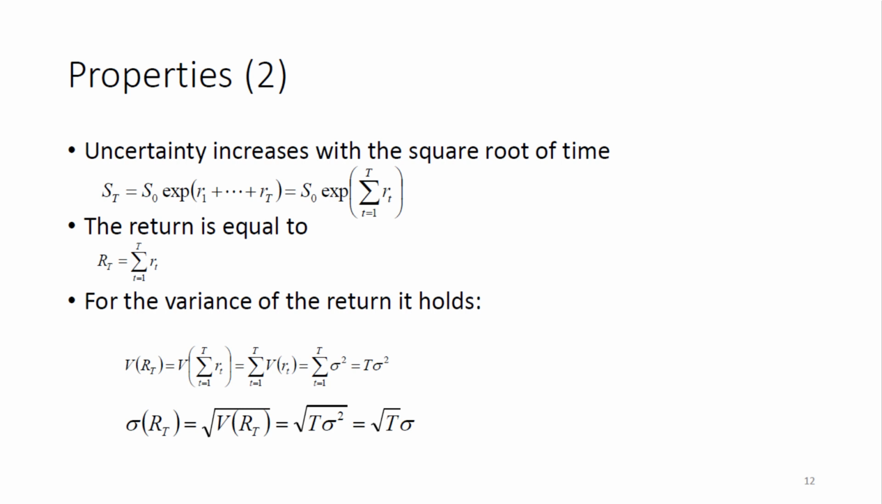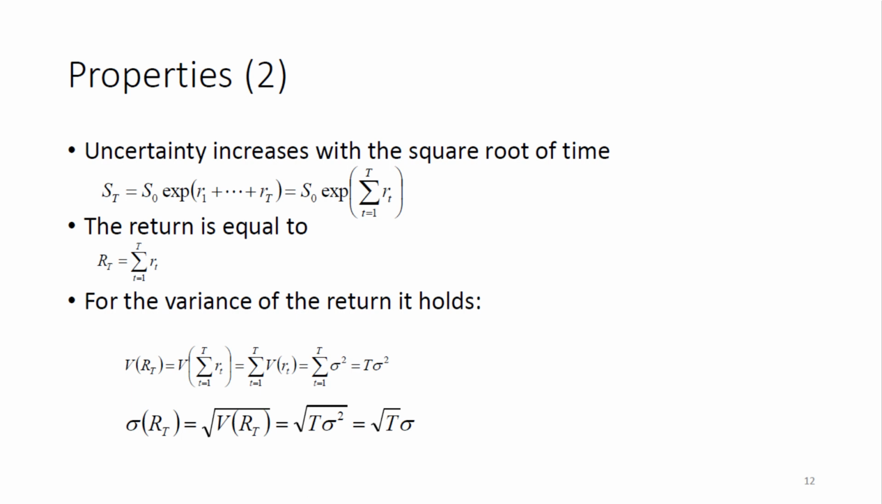Another property is that uncertainty in future returns increases with the square root of time. I will move back to a formula that we introduced a little earlier. If you look at the future stock price at time capital T, and we are today at time 0, then to arrive from time 0 to time T you have to multiply with an aggregated return. You have to add up all the returns in all the future periods, that's the sum for t is 1 to capital T of r_t, take that to the exponent and multiply it with S0. So the aggregate return is simply the sum of all the individual returns, and I denoted this aggregate return with capital R_T.